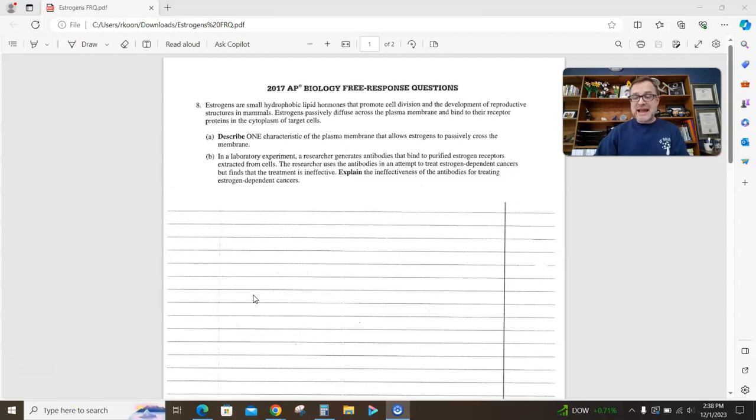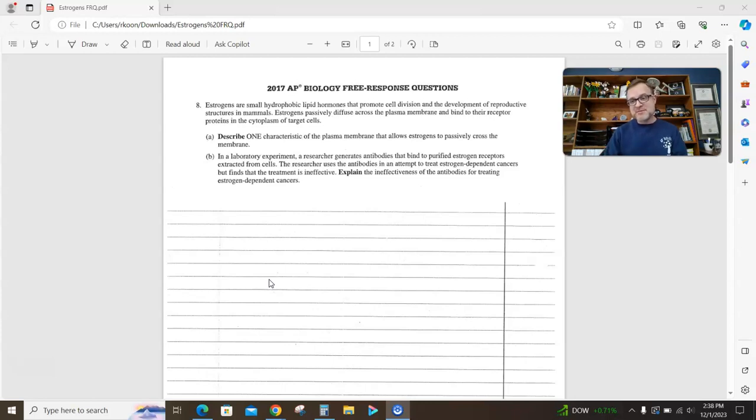So you don't have to know what I'm about to say to get the question right, but antibodies are large proteins, and it's unlikely that the antibodies can even get through the plasma membrane. All right, that's the problem right there. The question says that the researcher generates them from the receptors that are inside the cell. So they remove the receptors from the cell and then make antibodies that bind to them. But why doesn't that work to treat the cancers?